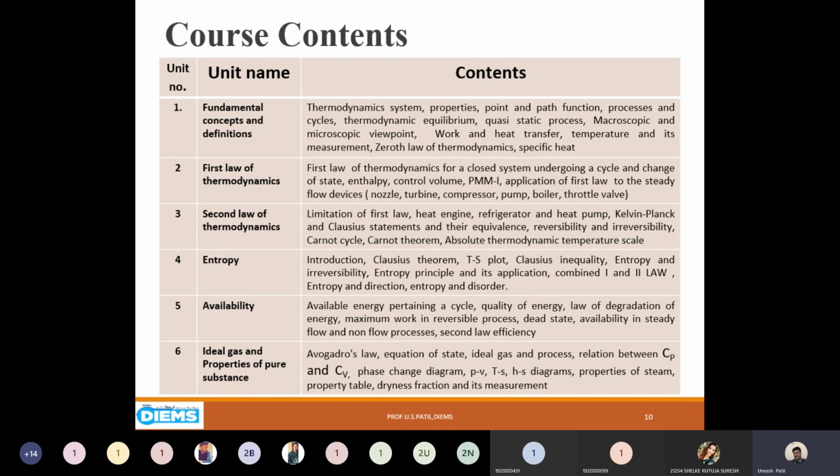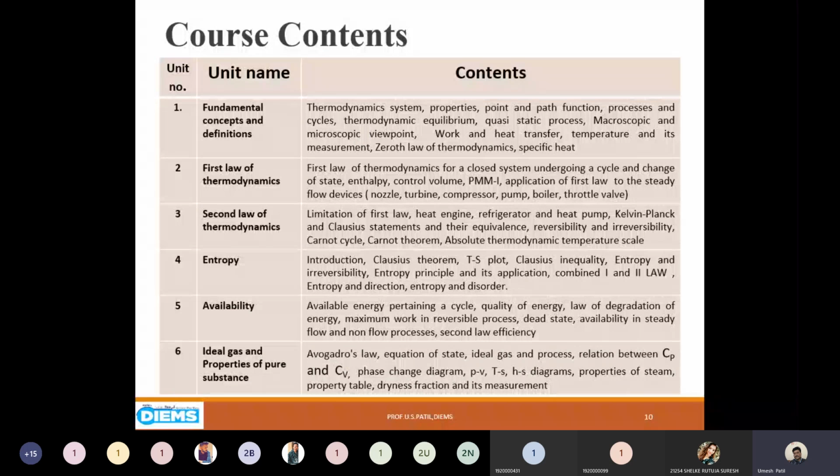It may be the power industry, the automobile industry, the aviation industry, or even the pharmaceutical industry. Some of the devices are listed here, such as nozzle, turbine, compressor, pump, boiler and throttle valve. We are going to apply this steady flow energy equation to all these devices one by one.